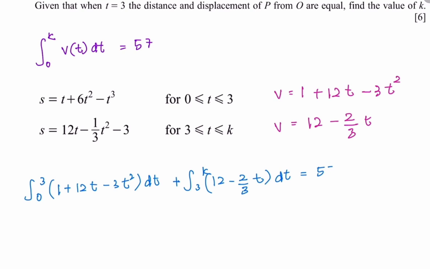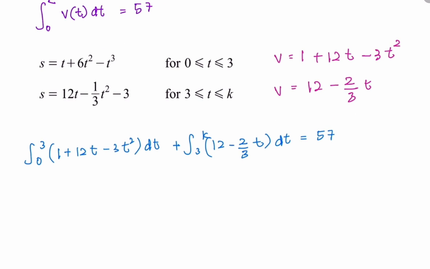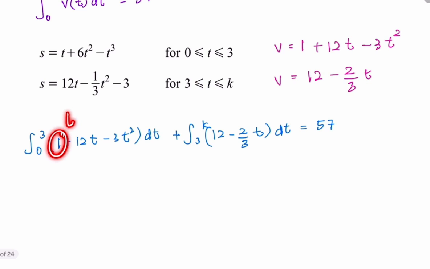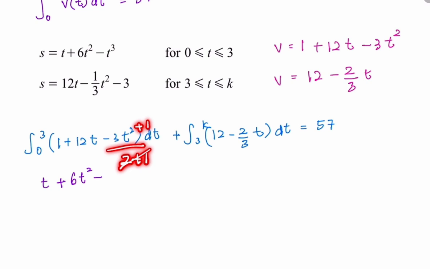That is equal to 57. Now, the integration rule is that if it's a constant, you just add the unknown. Here the unknown is t. Plus, this is power 1. Integration is we add 1 and then divide over 2. So 12 and 2 is just 6. Minus, this one is plus 1, 1 over 2 plus 1, which is 3. 3 and 3 will be cancelled. t to the power 3 with the limit from 0 to 3.